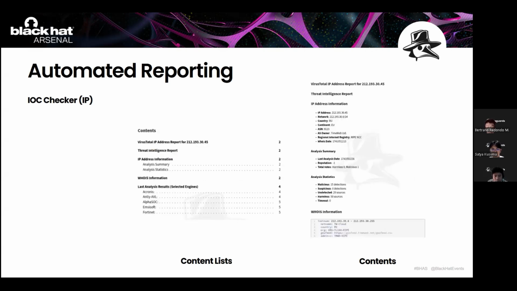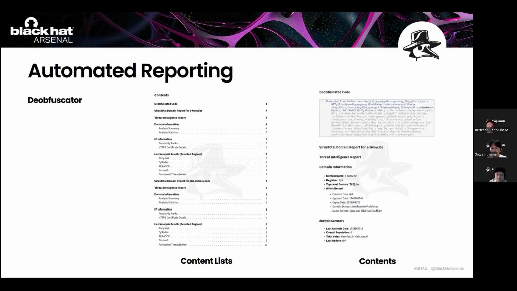The next one is for the IP IOC checker input, which consists of IP address information, WHOIS information, and last analysis results inside the content list. The contents are the detailed information related to the IP address, such as the IP address itself, the network that is used, the subnet, the country, the continent, the ASN, and so on. And there are also the detailed information related to the analysis summary, the statistics, WHOIS information, and the last analysis results by the selected engines. Next.